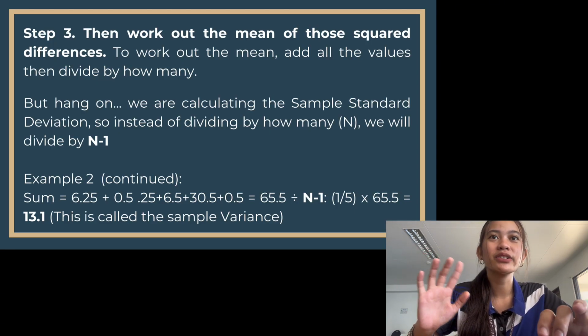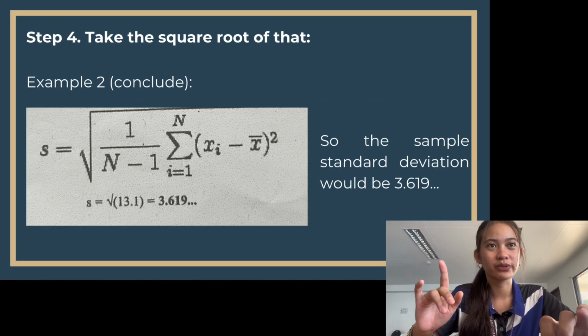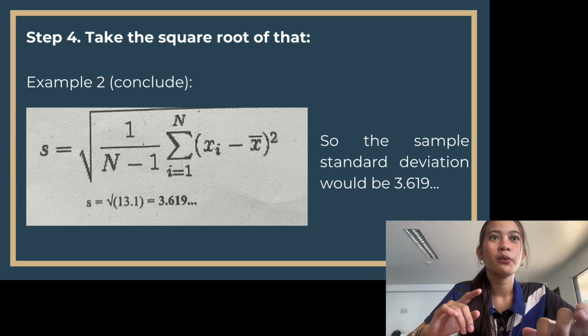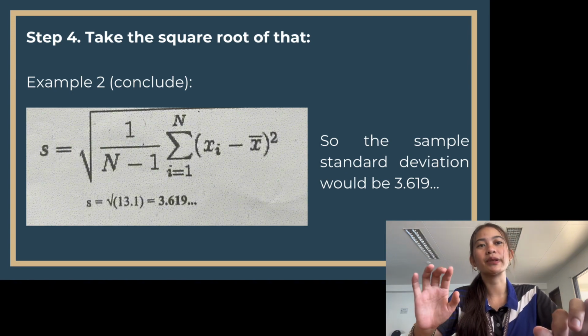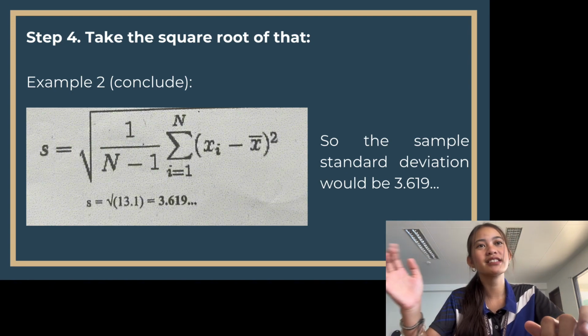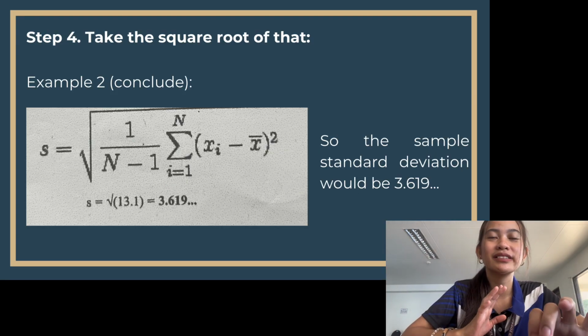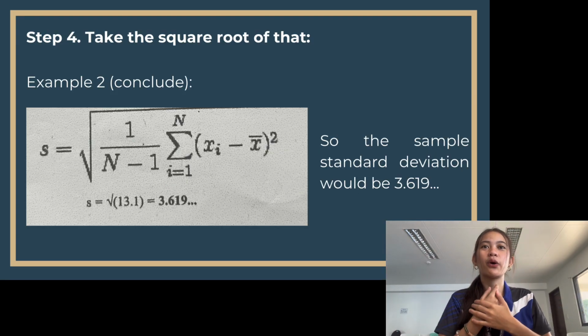Okay, so to continue, you have to take the square root. The square root of that is 3.619. So that is the sample standard deviation. It's easy, right? Okay, so now we're done with that, and let's go to comparing.